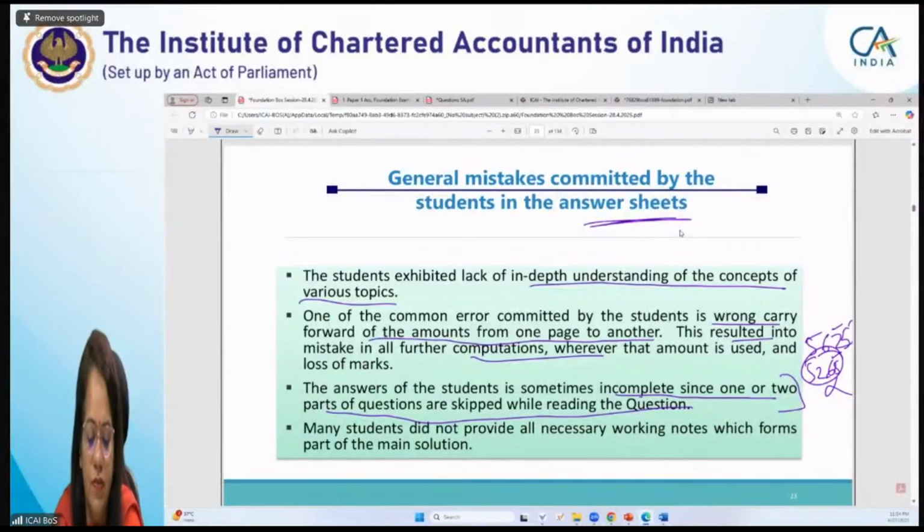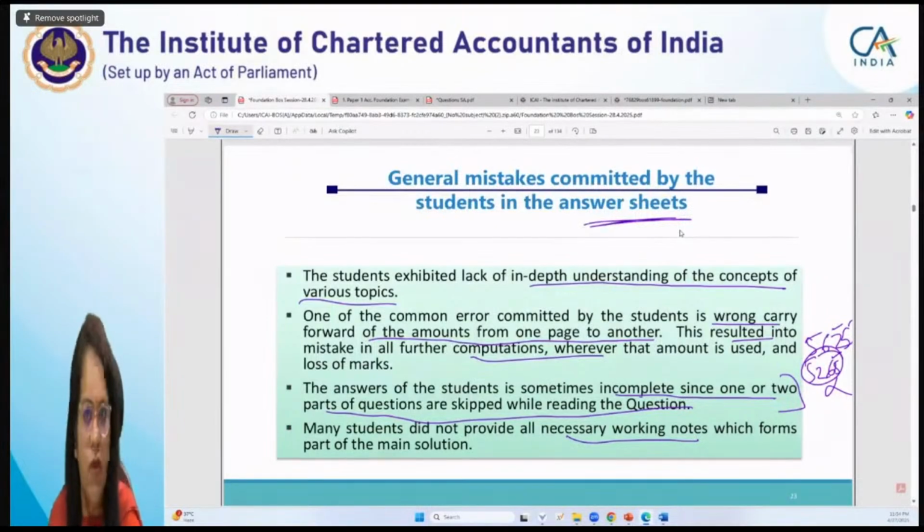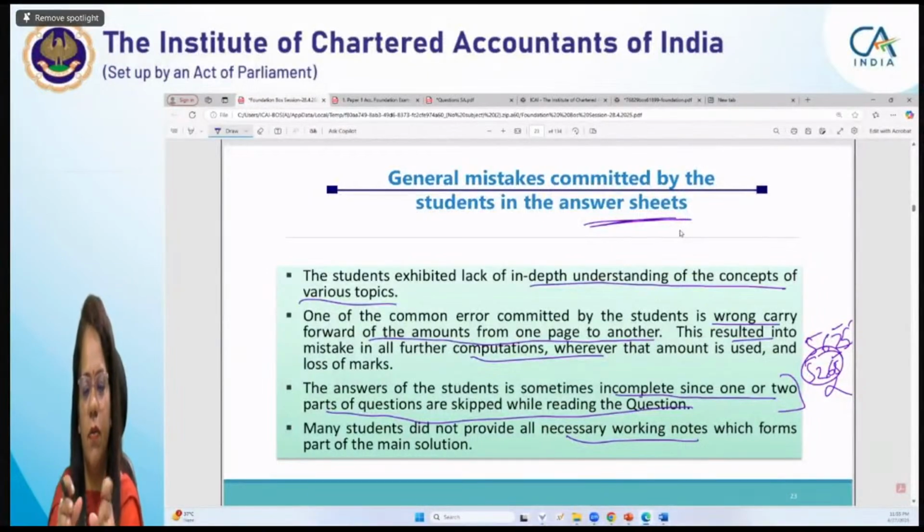All right. Many students did not provide the necessary working notes. I've already told you, in the income and expenditure for non-corporate entities, financial statements of not-for-profit organizations, you should always follow working notes. For financial statements for non-corporate entities, that is sole proprietor, you should always have these working notes. While doing the partnership accounts, while calculating the goodwill, there are some cases when your capital is fixed and then you have to calculate goodwill. Always prepare working notes. All right, working notes should always form part of the main solution.